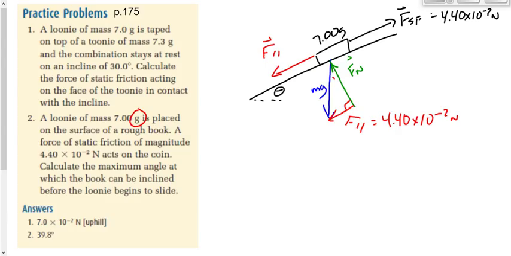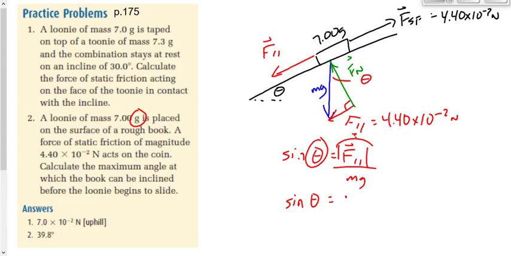Now, this is theta. This time, instead of saying sine theta is equal to opposite over adjacent to find the opposite side, we're going to say sine theta is equal to opposite over adjacent to find the angle. So sine theta is equal to F parallel, which is usually the one we're trying to find, divided by 0.007 times 9.81.